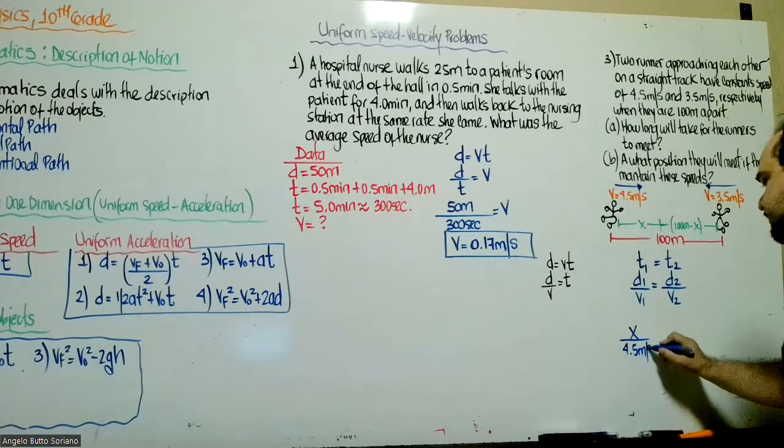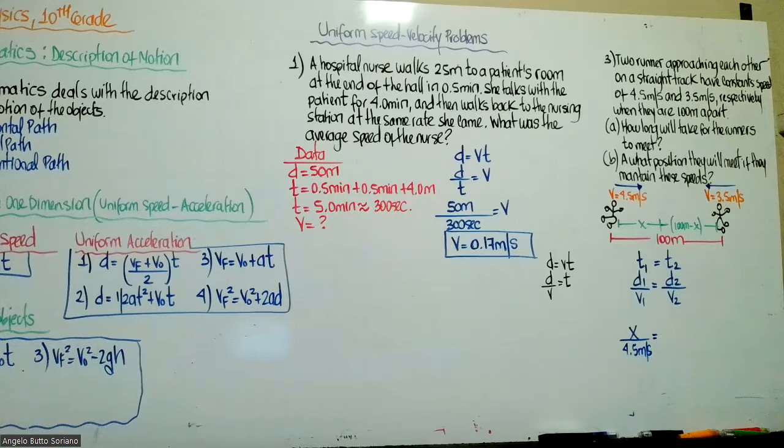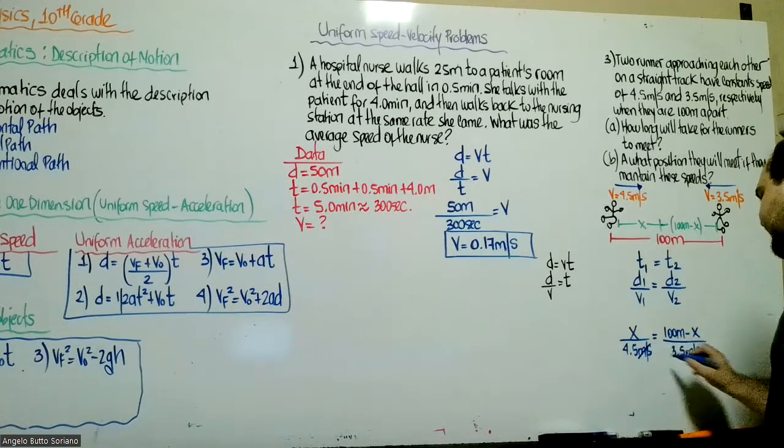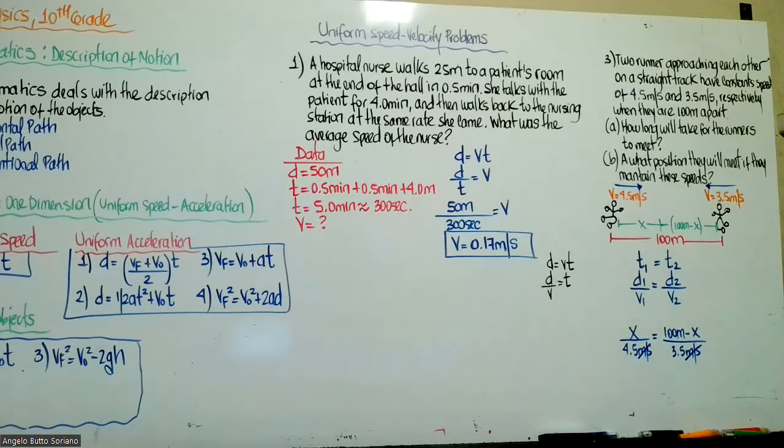4.5 meters per second equals to what? Distance number 2, that will be this green part. I mean the difference between 100 meters minus x divided by the velocity number 2, that will be 3.5 meters per second. Okay, and we have the proportion. This 3.5 meters per second is dividing, passes to multiply, and actually we can perfectly cancel the units meters per second with meters per second.